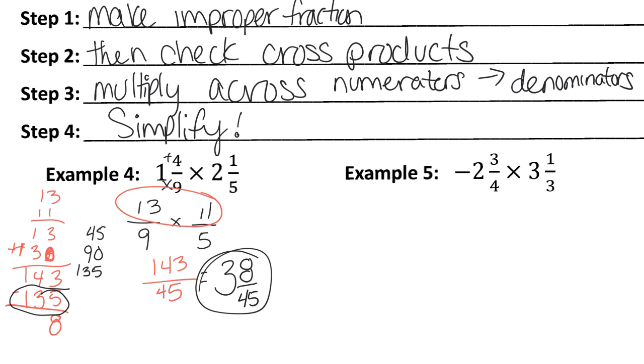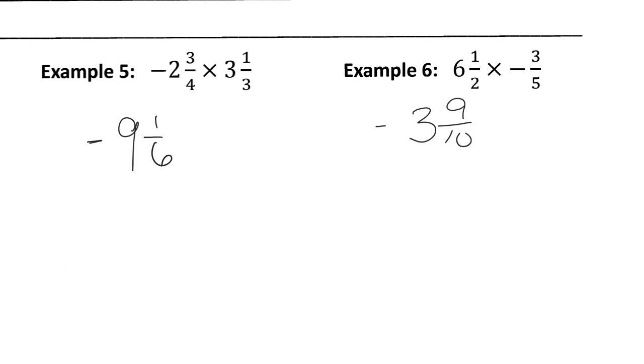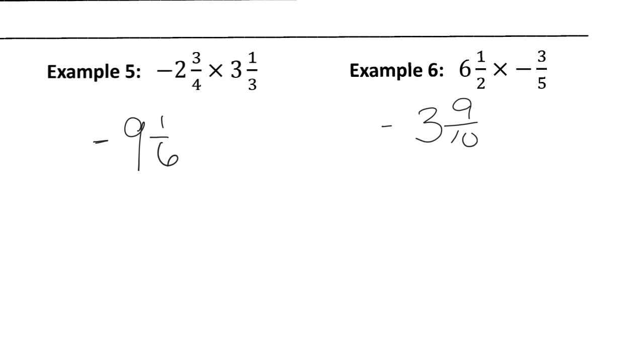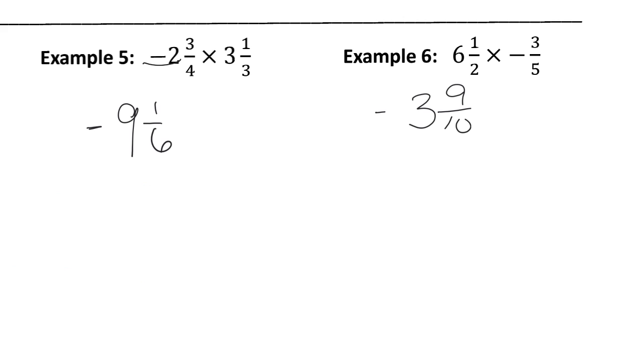So I want you to do the next 2 on your own. Okay, make them improper fractions. Check for cross products. Multiply. Simplify. All right, so hopefully you watched your signs. Both of these had negative numbers in them. So your answer should be negative. Okay. So work on the homework and keep on going.